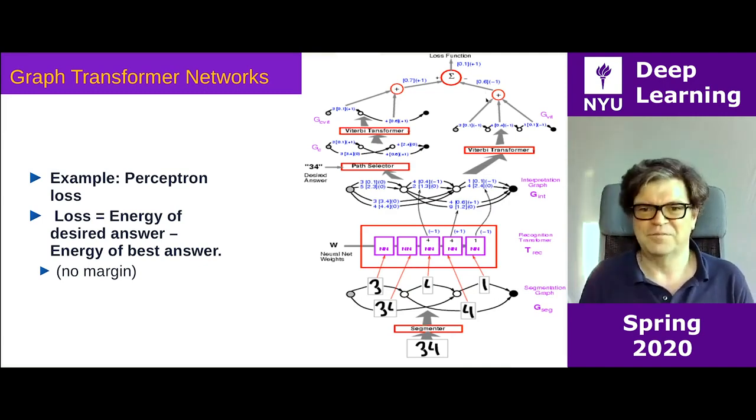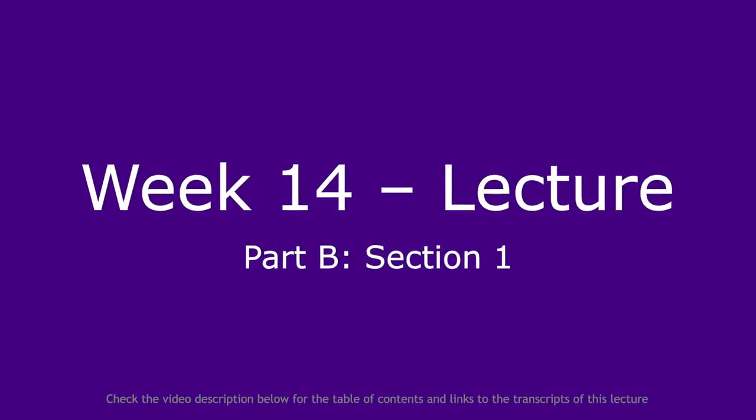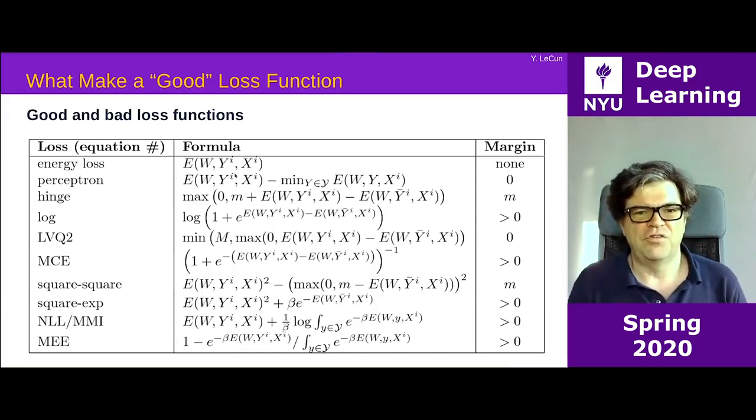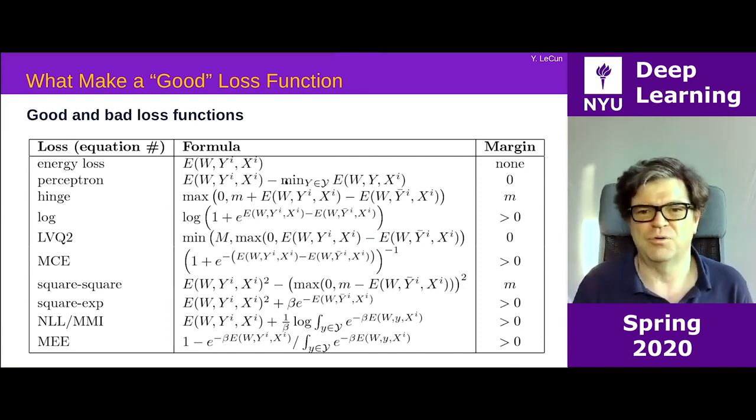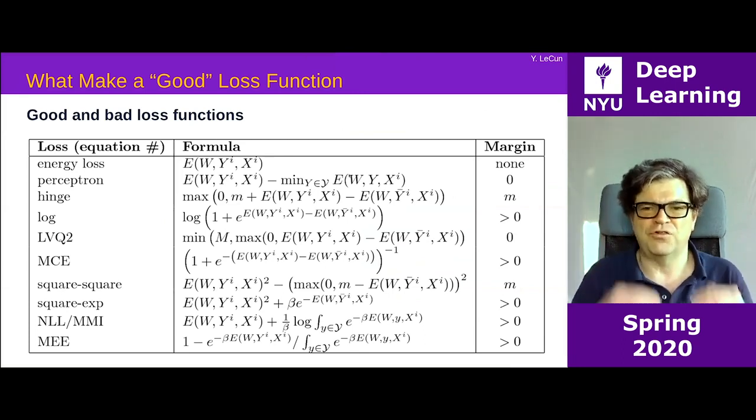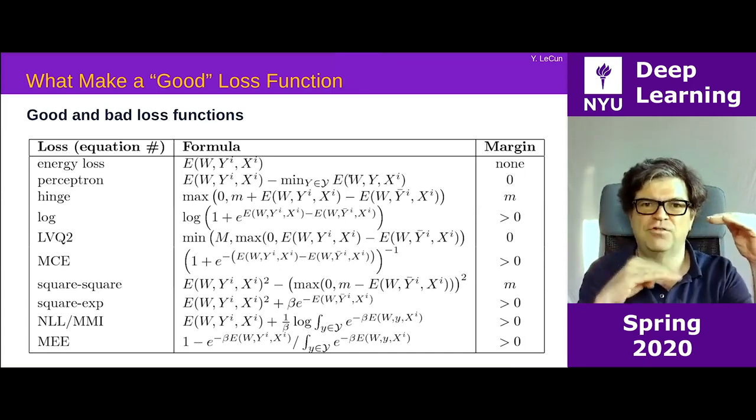And we talked about this before. In fact, let me go to this just now. Right, so the loss function we just talked about is the second one in this list here. This is the energy of the correct answer minus the energy of whatever answer your system wants to produce. That's the perceptron loss, or the generalized perceptron loss, if you want. And the bad news about this loss function is that it doesn't have a margin. So it doesn't ensure that the energy of the incorrect answers is strictly larger than the energy of the good answer.